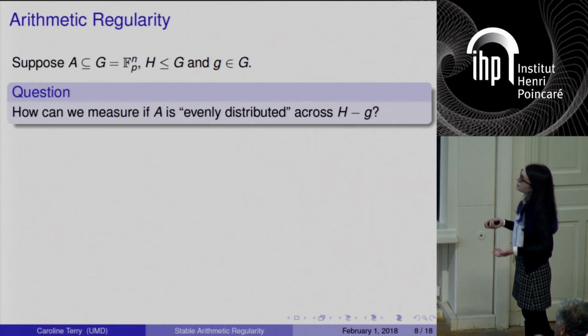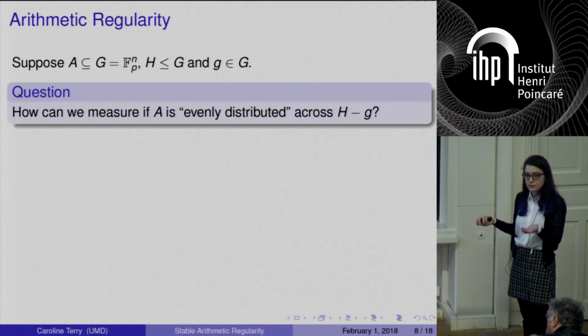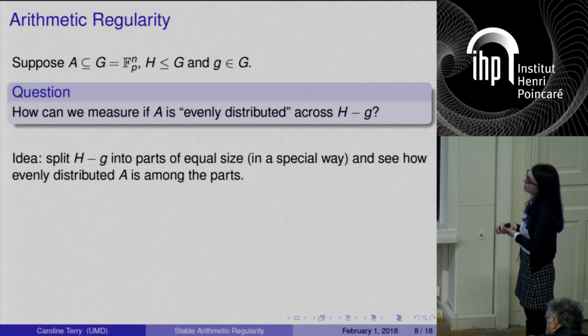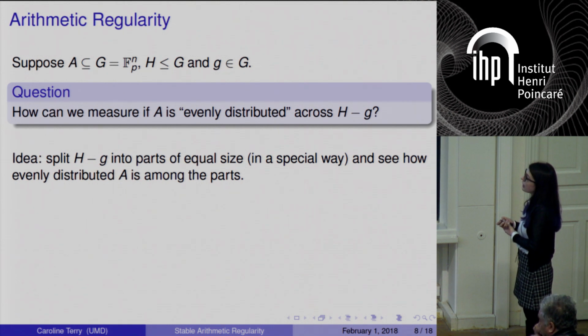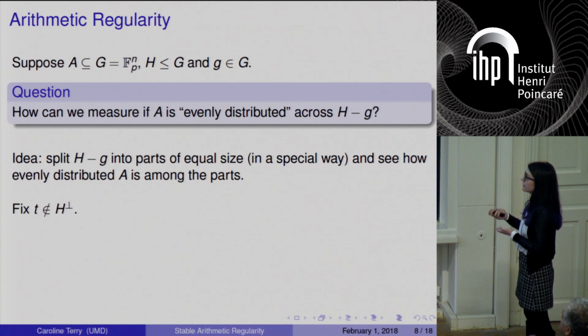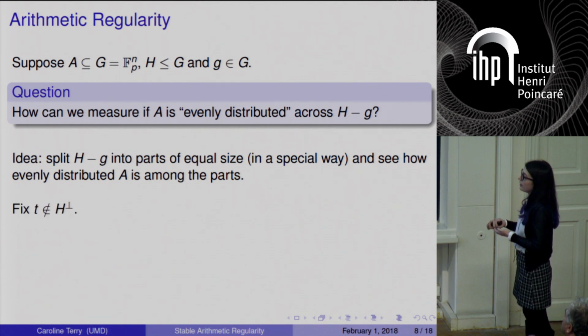Okay, how can we measure if A is evenly distributed across this particular coset H minus g? So the idea is we're going to split H minus g into parts of equal size in a special way and see how evenly distributed A is among the parts that you get. So, okay, how are we going to do this? Fix a t in the orthogonal complement of H.